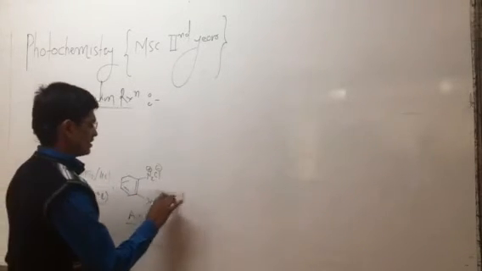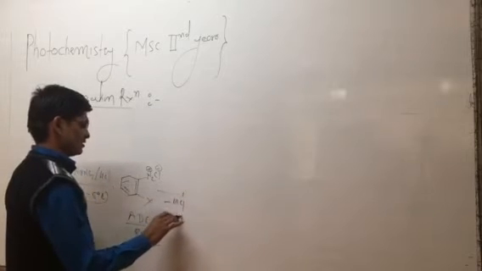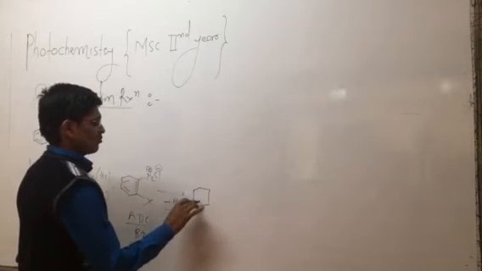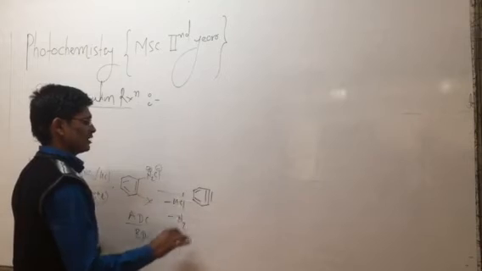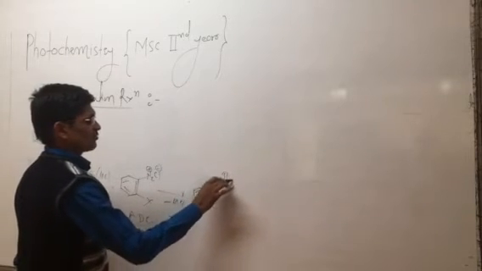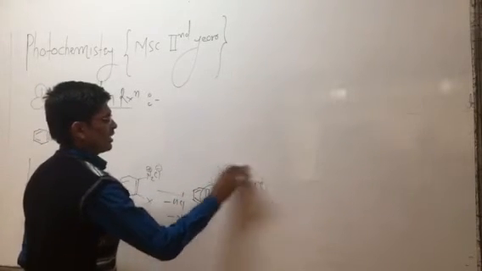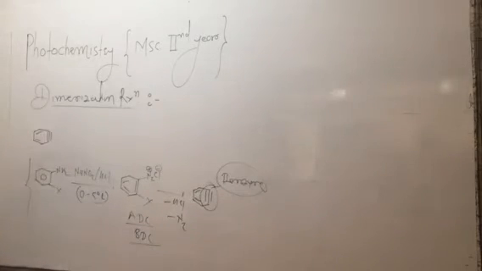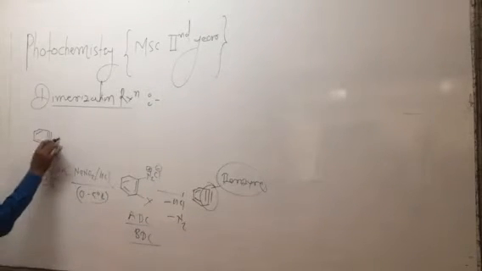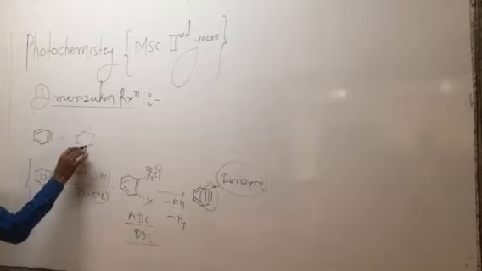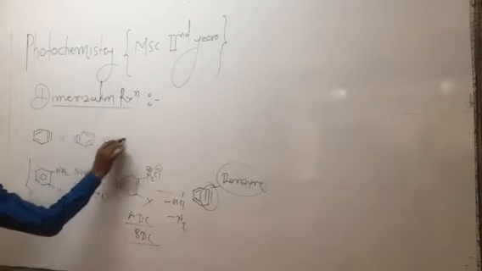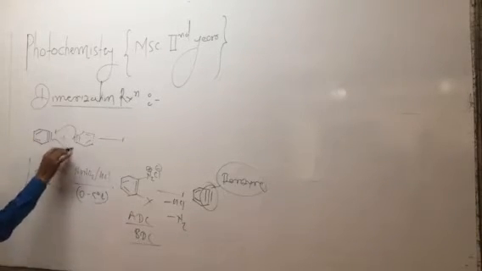With loss of HCl and loss of N2, what is formed? A bond is formed between the carbon and carbon. This is called benzyne, and it is an intermediate. If you have two molecules of this intermediate reacting with each other, dimerization takes place.